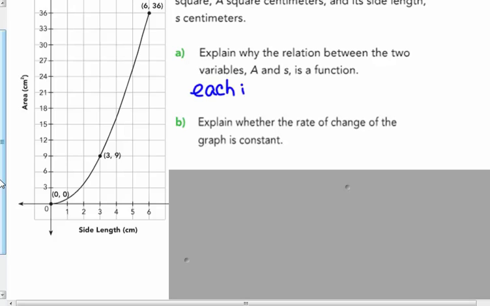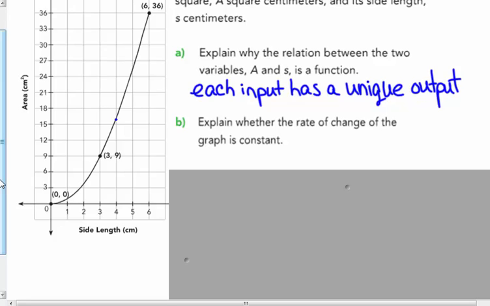Each input has a unique, or exactly one, output. So it is a function. That's why it's a function. It's a one-to-one function. We could put some more points on here. When the side length is 4, the area is 16, 4 squared. When the side length is 5, the area is 25, and 6, 36.